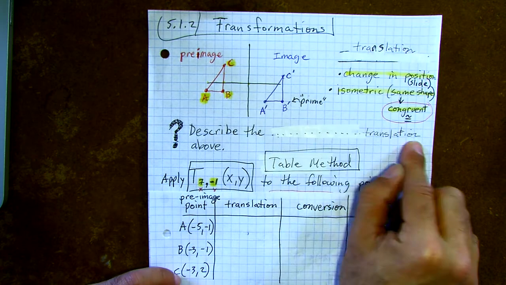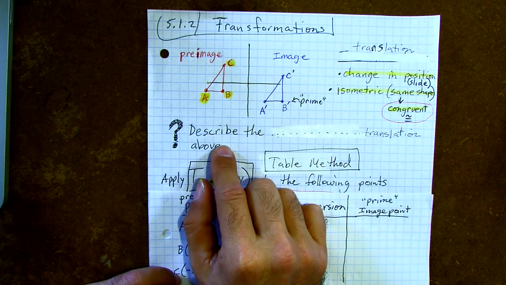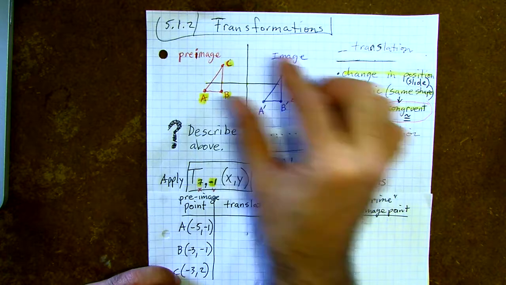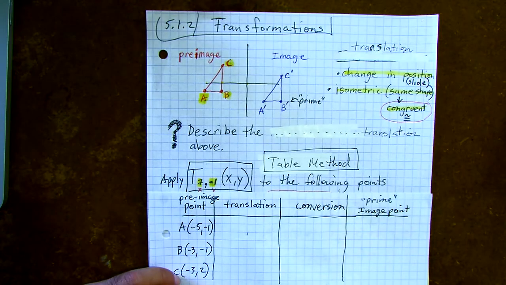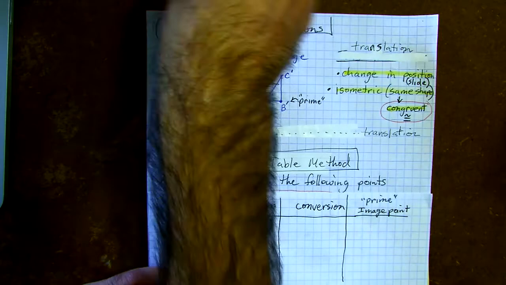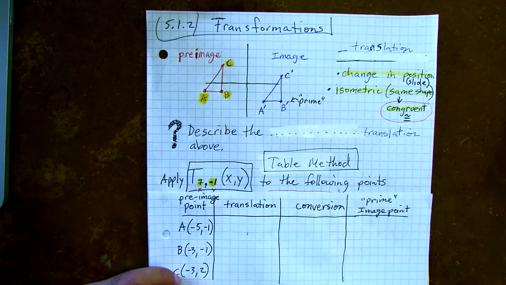So describe the translation above. Can anybody tell me, or describe in your own words, how did it go from the pre-image to the image? What happened? And maybe even how you knew that. So I need some responses in the chat. In the chat, how did you go from the red image to the blue image? What'd you do? What do you think?